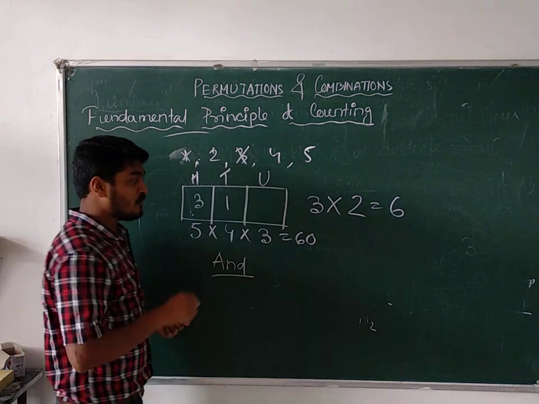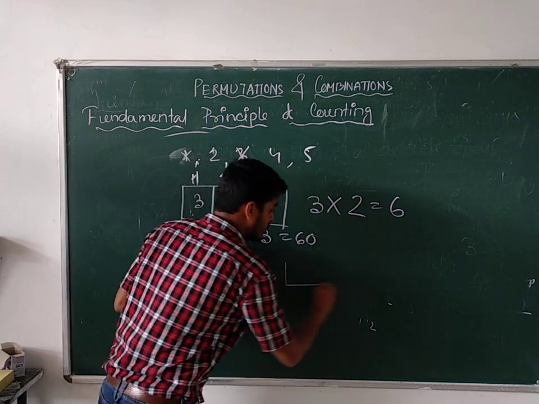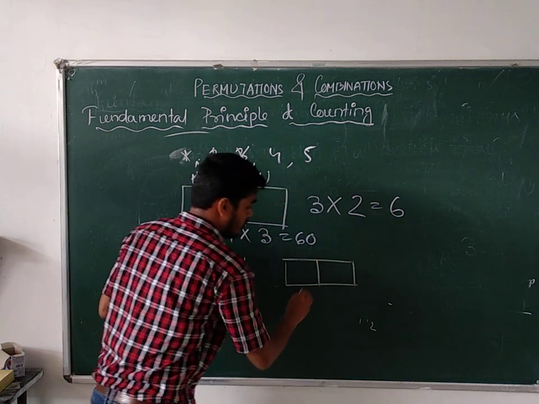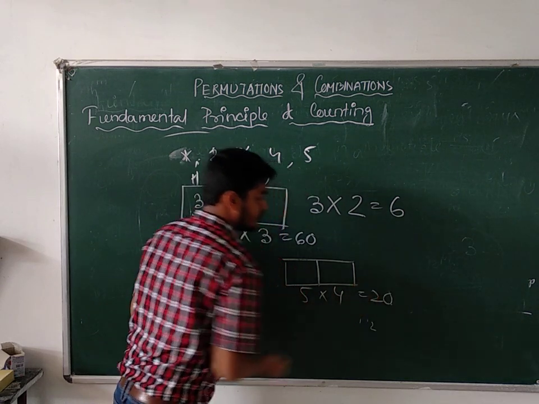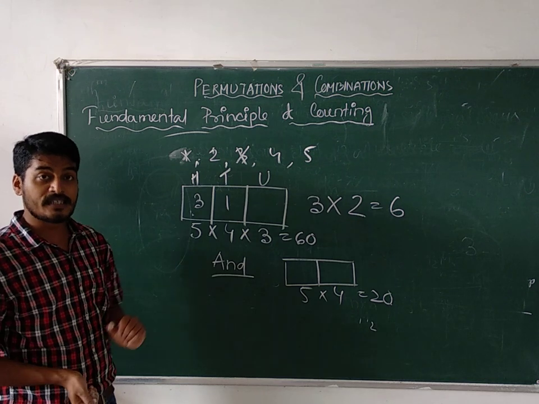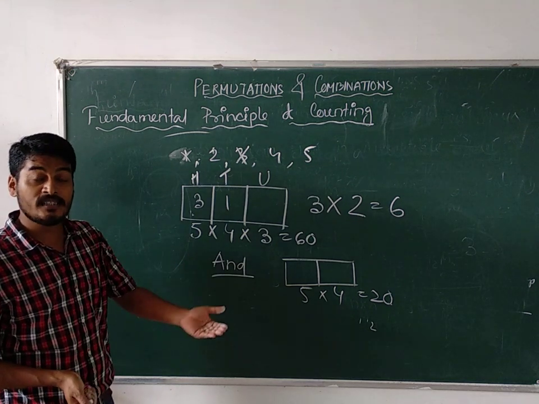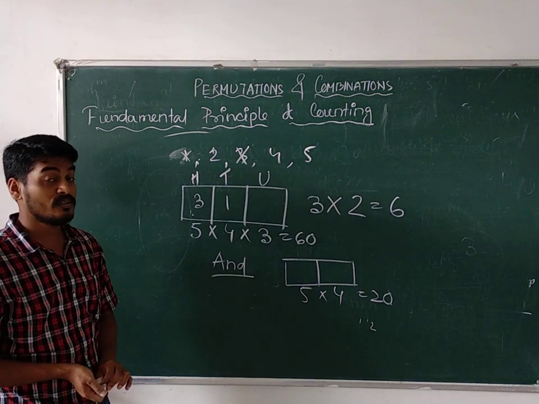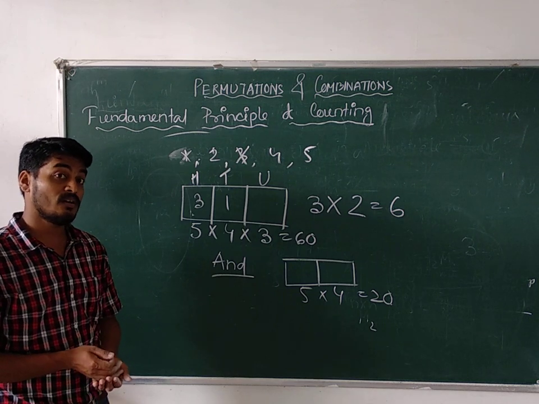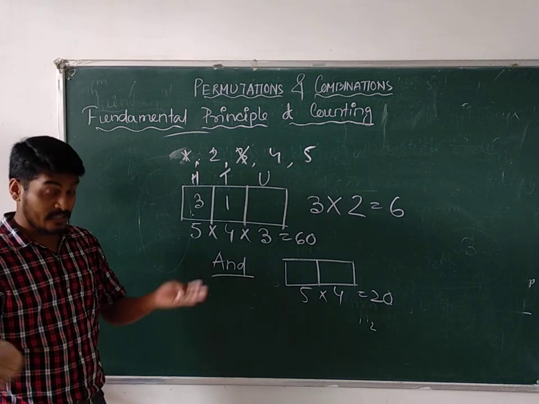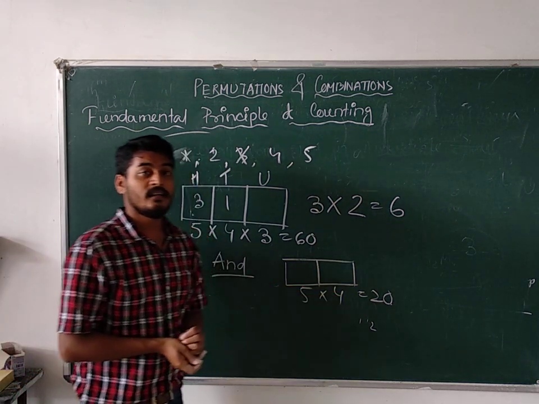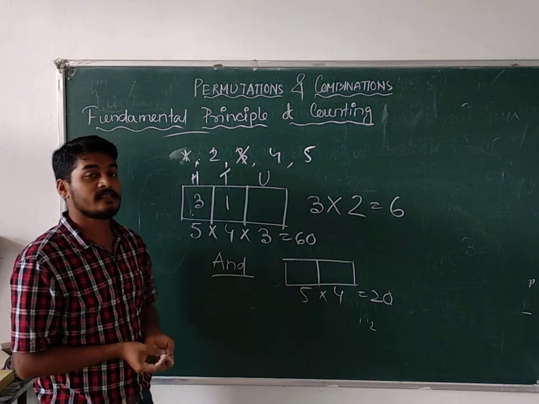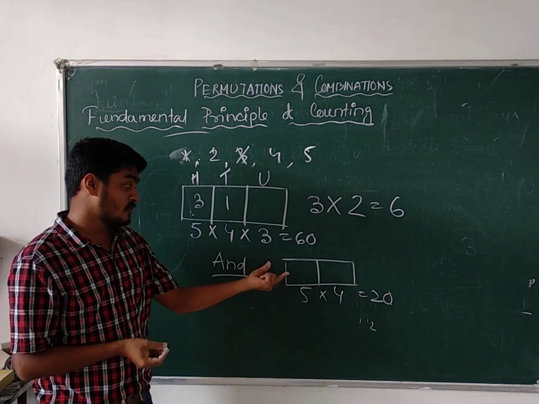Okay, so if the question is given, how many 2-digit numbers can be formed? 2-digit number. Then obviously 5 into 4. So 2-digit numbers are equal to 20. If the question is given, how many 2-digit and 3-digit numbers can be formed? Then you have to find the total number of 2-digit and 3-digit numbers. So 2-digit numbers are 20 and 3-digit numbers are what? 60.